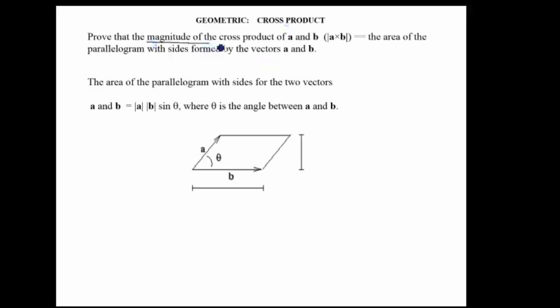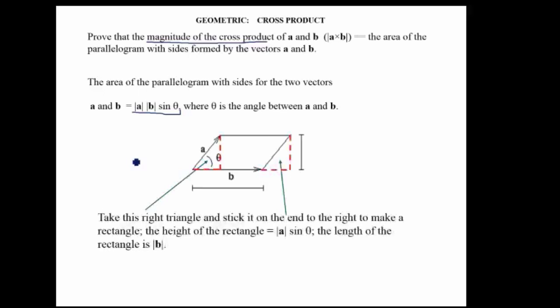Here's an important application, which actually helps us see what the cross product looks like, and that is to show that the magnitude of the cross product of A and B is equal to the area of the parallelogram with sides formed by the vectors A and B. So here are our two vectors, and the parallelogram we're talking about is formed by drawing the parallel to this side over here and the parallel to A over here.